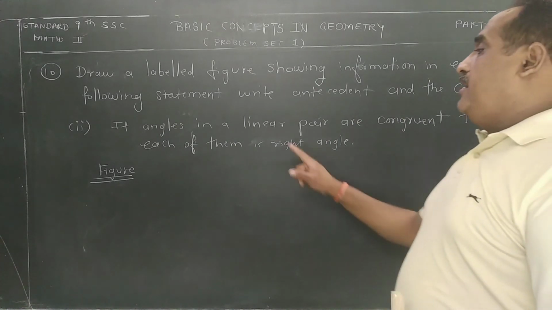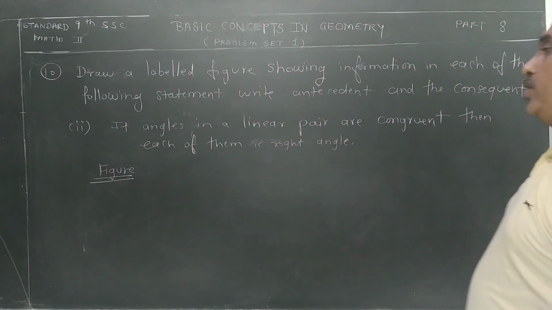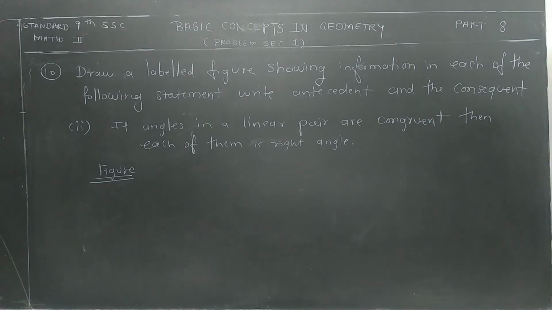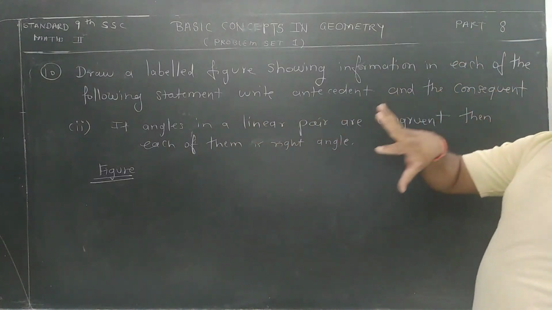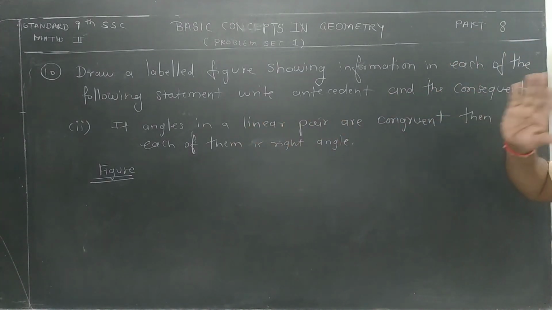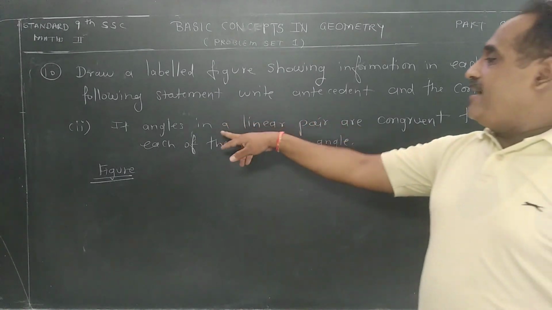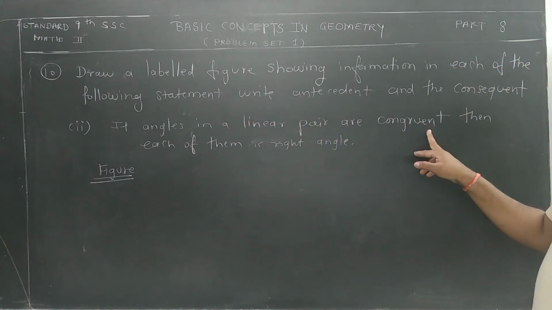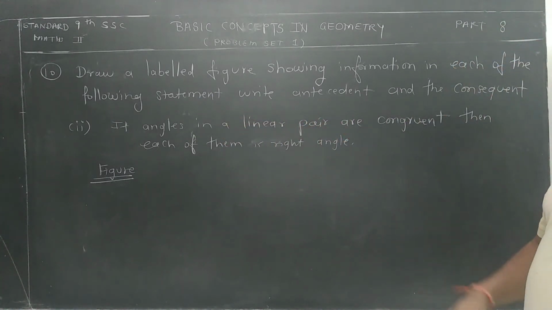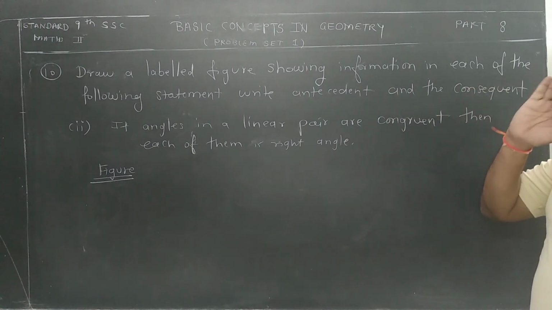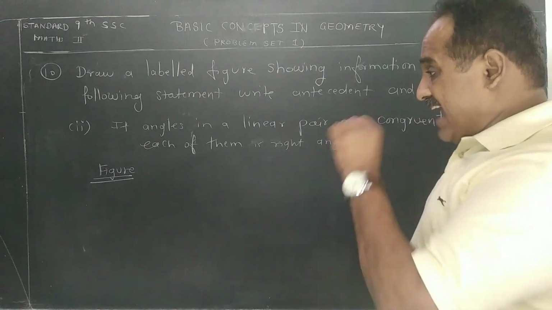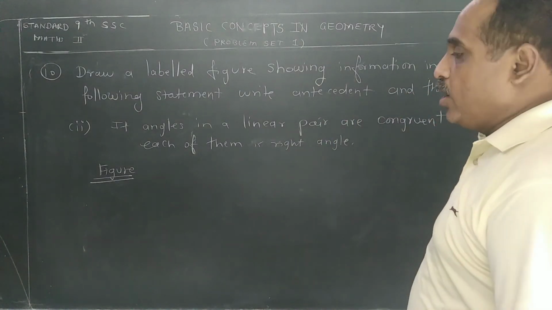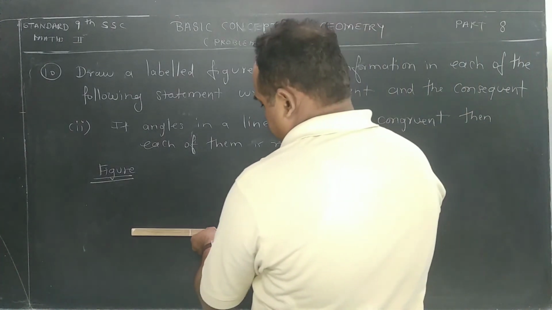If angles in a linear pair, this property I have already given to you, and which angles are called angles in the linear pair. So while doing any theorem, you read the statement properly. If the angles in a linear pair are congruent, then they are right angles. Right angle, we have the idea, it is 90 degrees. So we are not going to show the 90 degrees in the figure, but you are going to draw an angle of 90 degrees. Is it right?